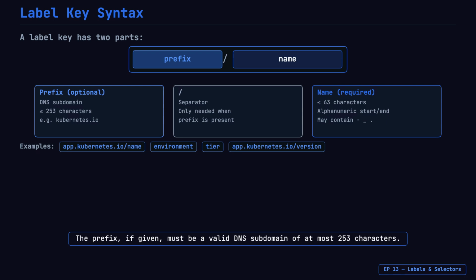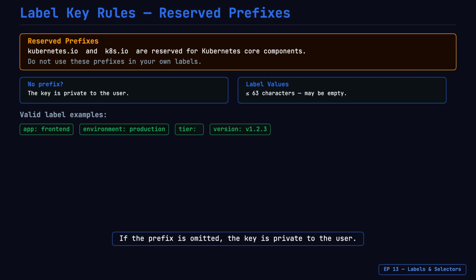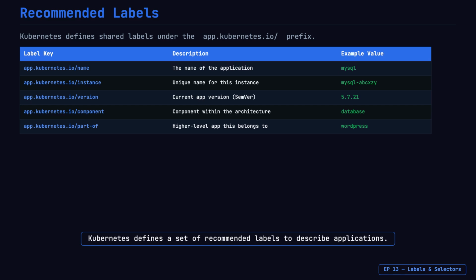If the prefix is omitted, the key is private to the user. The kubernetes.io and k8s.io prefixes are reserved for Kubernetes core components. Label values must be 63 characters or fewer and may be empty. Kubernetes defines a set of recommended labels to describe applications. These use the app.kubernetes.io prefix.